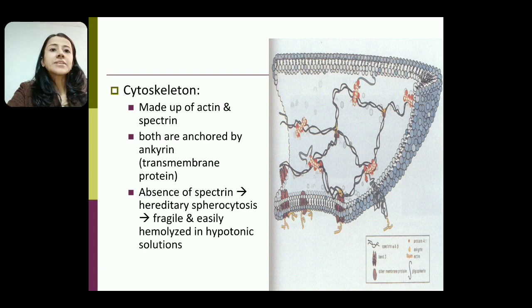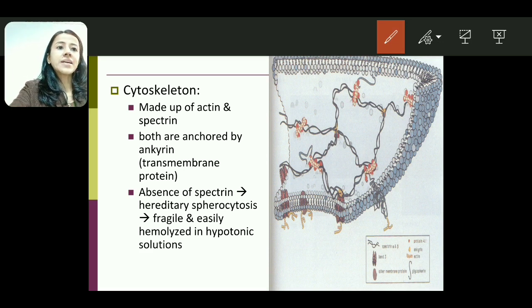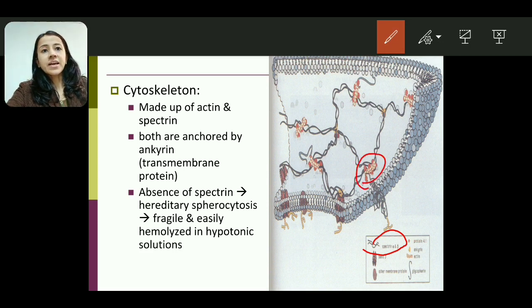Now, cytoskeleton. Cytoskeleton of the RBC is made up of actin and spectrin. You can see here, this is the spectrin molecule. Now, cytoskeleton of red blood cell is made up of actin and spectrin. You can see here, this is the spectrin molecule. And actin molecules are also here. And this actin and spectrin are anchored by ankyrin.